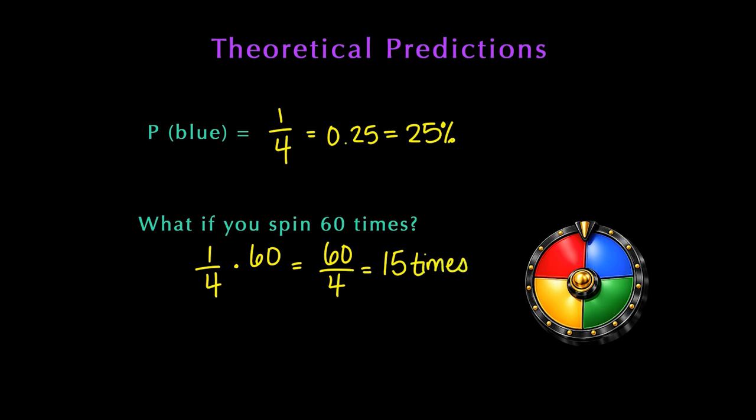Based on my theoretical probability, the prediction if I were to spin the spinner 60 times is I would land on blue 15 times. Because each part of my spinner takes up the same amount of space, each color should land 15 times if I were to spin the spinner 60 times.